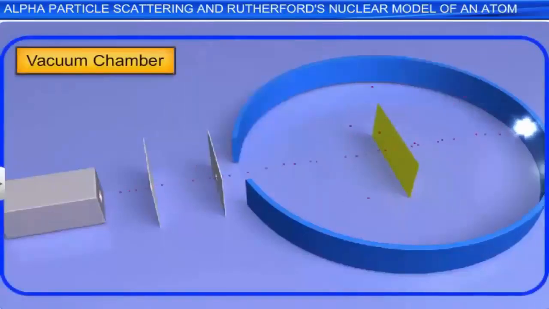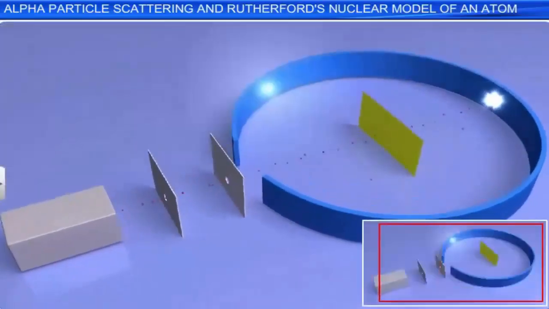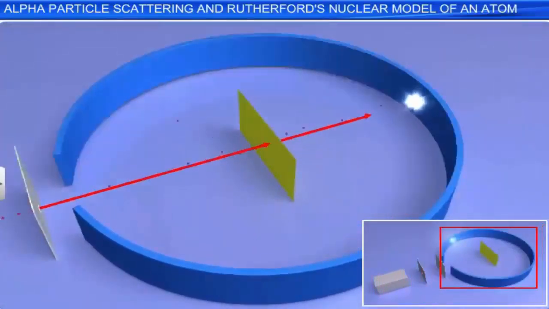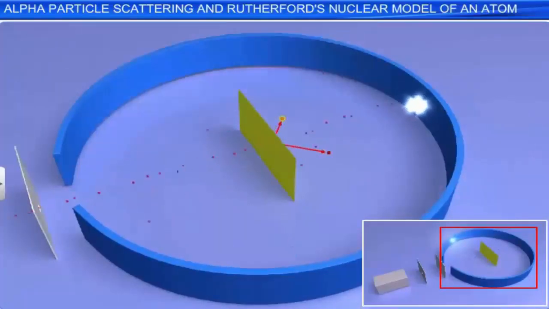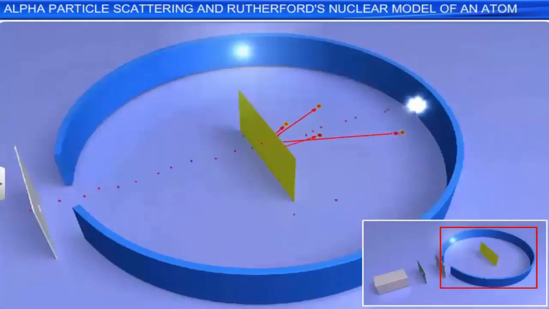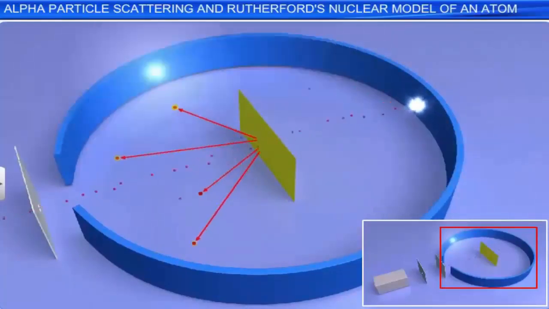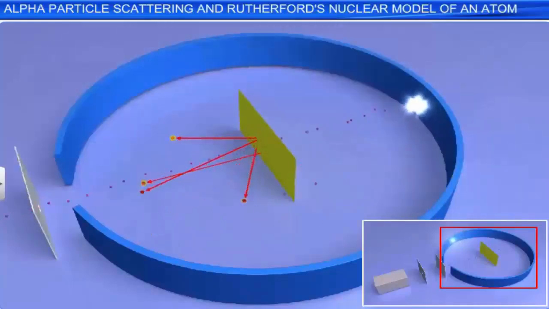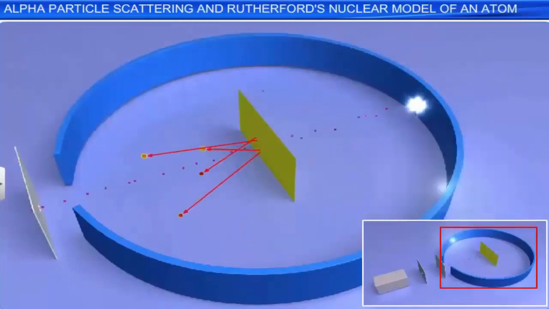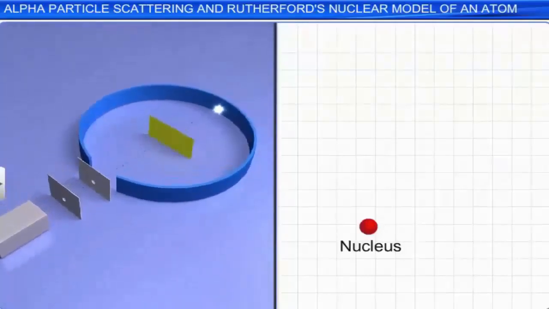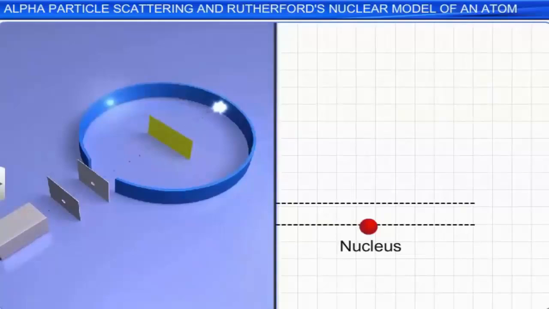It was observed experimentally that most of the particles passed straight through the gold foil without any deviation in their path. A few of them suffered minor deviations, and very few of them suffered large deviations. These deviated particles were studied as a function of the angle of scattering. Angle of scattering is defined as the angle between the path of the incident particle on the gold foil and the path of the scattered particle away from the gold foil.